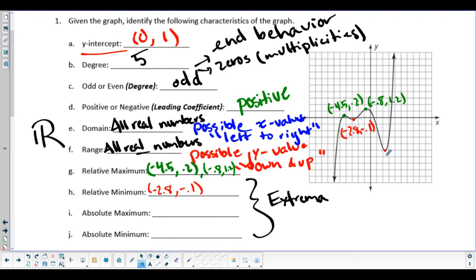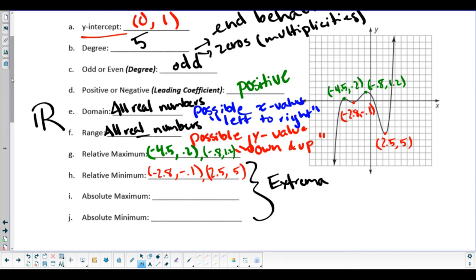And then this other relative min is down here. And this one looks to be at x is 2.5. So let's say 2.5, comma, negative 5. Yeah, that's a nice one. All right. I know that was pretty extreme, but let's think about the absolute maximums and minimums.